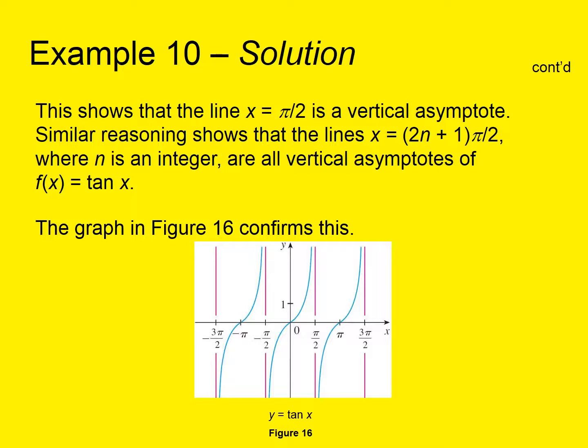Similar reasoning shows that the lines x equals any odd integer multiple of pi over 2 are all vertical asymptotes of this tan function. So pi over 2, that's a vertical asymptote. 3 pi over 2, 5 pi over 2, 7 pi over 2, negative pi over 2, negative 3 pi over 2. We have all these vertical asymptotes for those values because for those same x values, cosine has a value of 0. And in those cases, we would be dividing by 0, and so the tan function can't be defined and has a vertical asymptote.